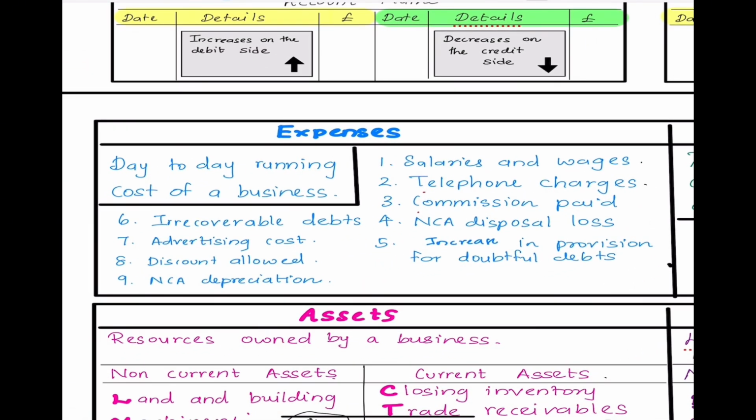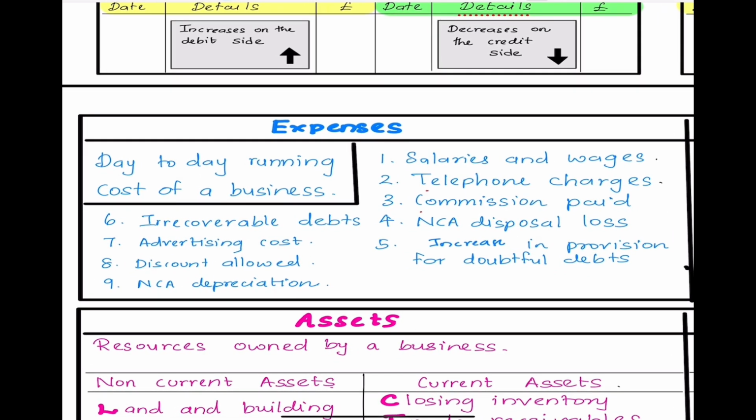Expenses. These are day-to-day running expenses or cost of a business, such as salaries and wages, telephone charges, commissions paid, non-current asset disposal loss, increase in provision for doubtful debts, irrecoverable debts, advertising cost, discount allowed, and non-current asset depreciation.